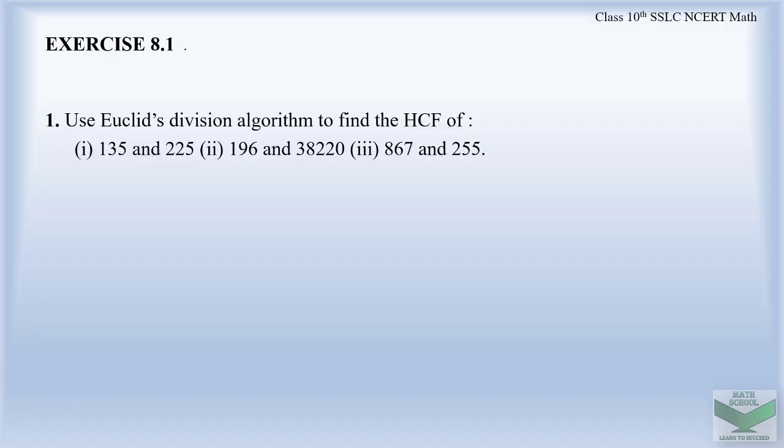Now coming to exercise 8.1 from your textbook, the first question says use Euclid's division algorithm to find the HCF of these three pairs, that is 135 and 225, 196 and 38,220, 867 and 255. Okay, this is very easy guys. I've already solved this problem in the example. I'm leaving it up to you to try these problems. And if you find any difficulty, please comment in the comment section below. I'll solve these problems for you.